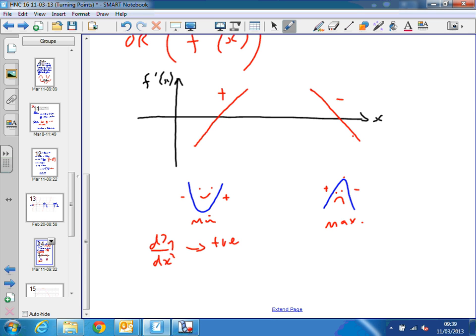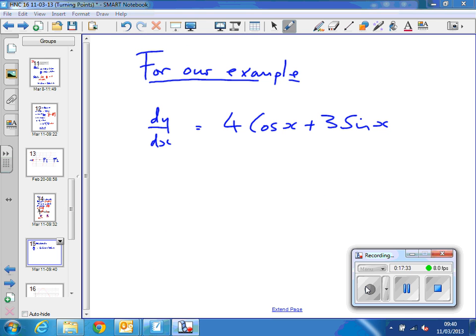So we have to come up with another way of finding that. If we put a value in, as we'll see, and the second differential turns out to be 0, then it's a point of inflection. Okay? So let's have a look at how this works for our example. The differential function, dy by dx, is 4 cos x plus 3 sin x. All we do when we find the second differential is differentiate again. So therefore, d2y by dx squared is, cos becomes minus sine, so it's minus 4 sin x. Sine becomes cos, plus 3 cos x.